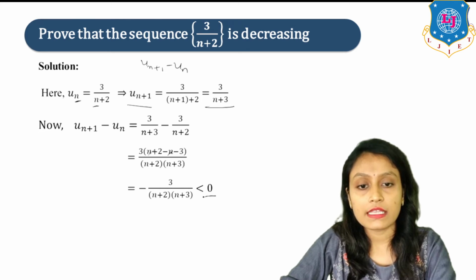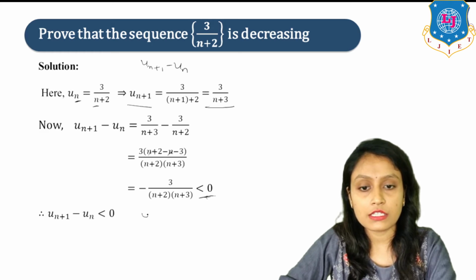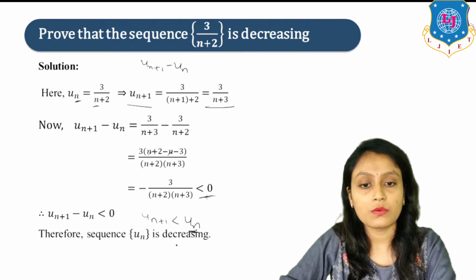Which is less than 0, right? So here we have Un+1 minus Un is less than 0. So we can say that Un+1 is less than Un. So the n+1th term is smaller than the nth term, and we can say that this sequence is decreasing, right?